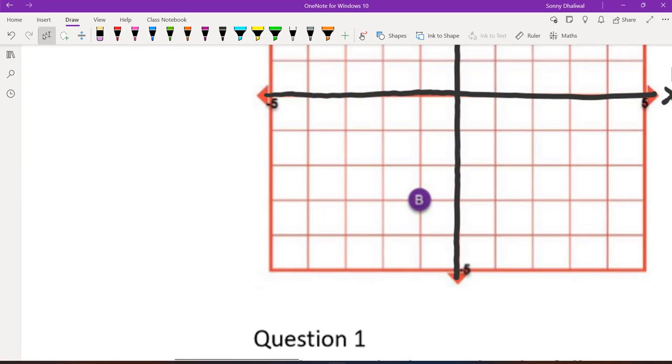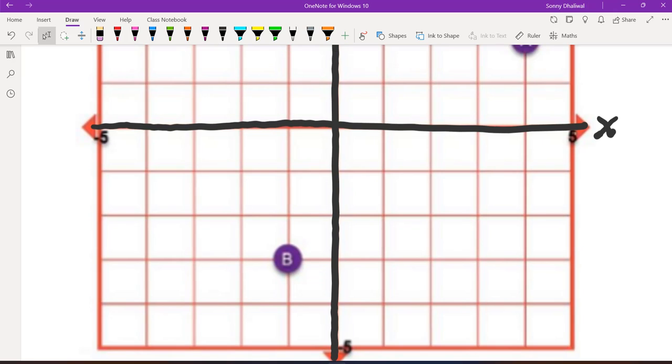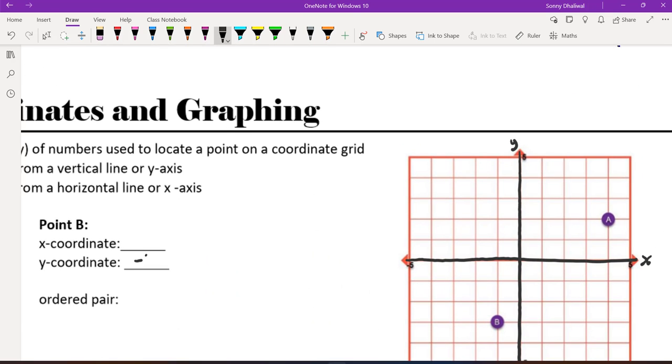Okay. How about B? What is the X value? What is the Y value? -3 for Y. Okay, that's really important. This spot is 0. So you go below 0, you're going negative. 1, 2, 3, -3 for Y. And -1 for X. Going left of 0 is negative. So -1.